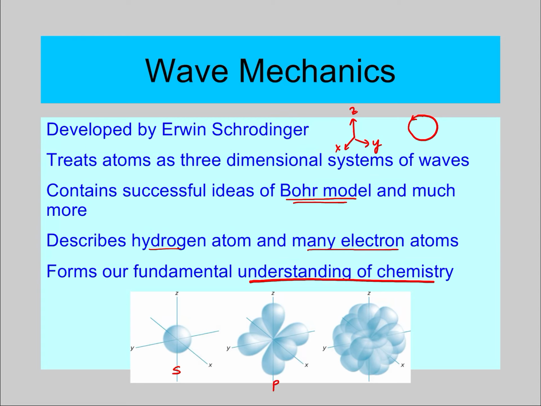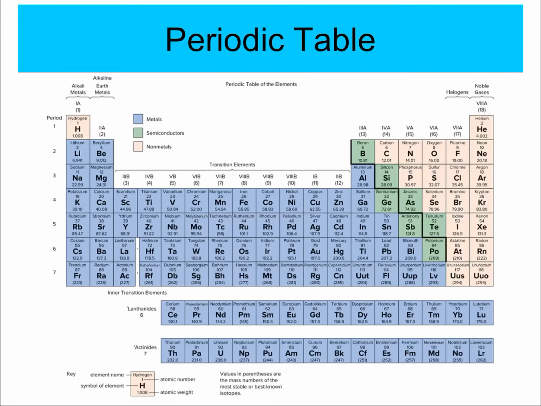Now, these right here, these are these three-dimensional systems I was telling you about. We have the s orbitals, the p orbitals, and the d orbitals. And we'll see in a couple of slides how these orbitals are clearly laid out on the periodic table. Another way we could classify and organize our periodic table. So this is the periodic table. This is up to date. It has all of the 118 elements that we currently know exist.